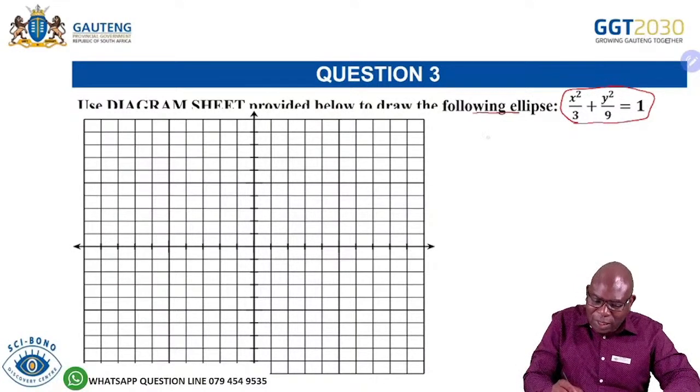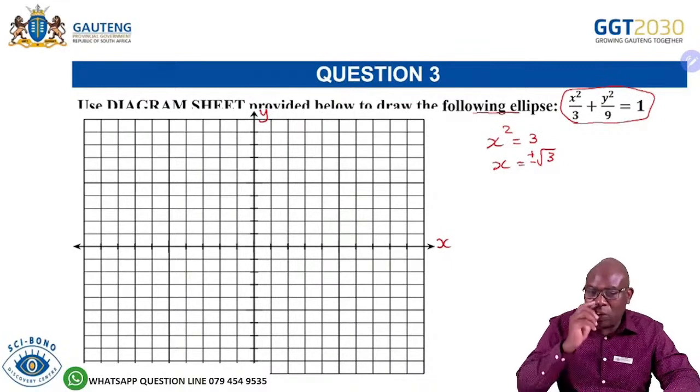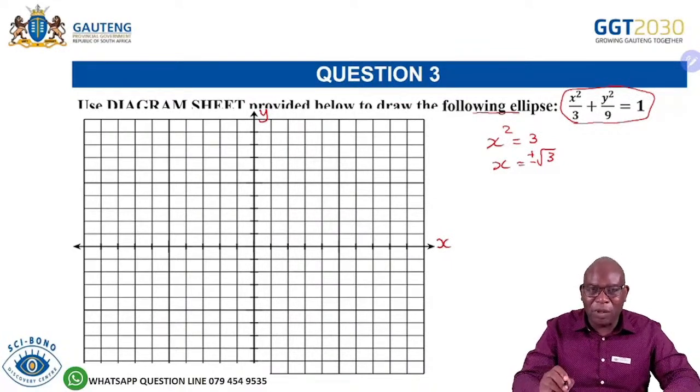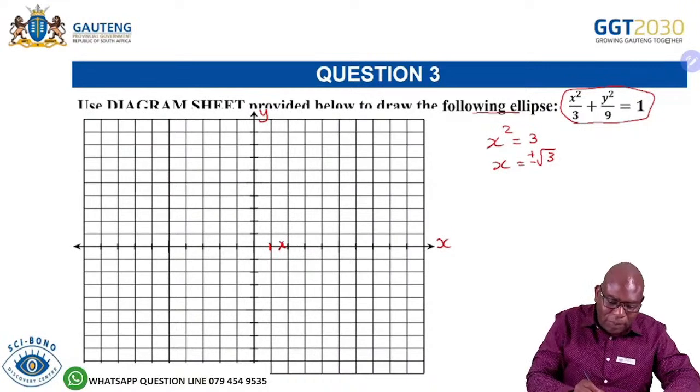So you take the x squared, you say equals 3, then you say x will be equal to plus or minus the square root of 3. You go to your sketch, this is your y, this is your x, then you locate the square root of 3, which is 1,7. So it's 1 there, 1,7 will be closer to that, I just put a point. There's a plus and a minus, so it will be somewhere there, so I just put a point there.